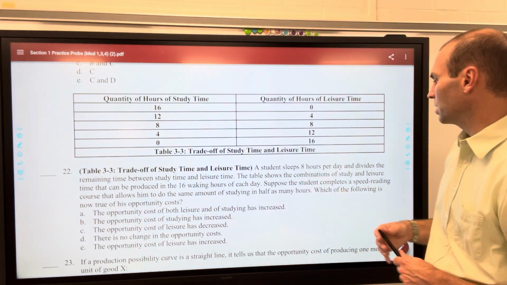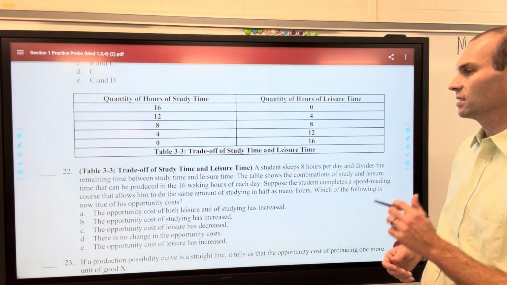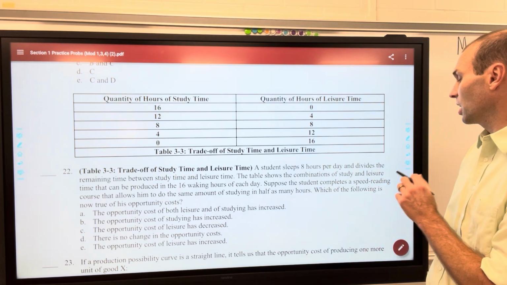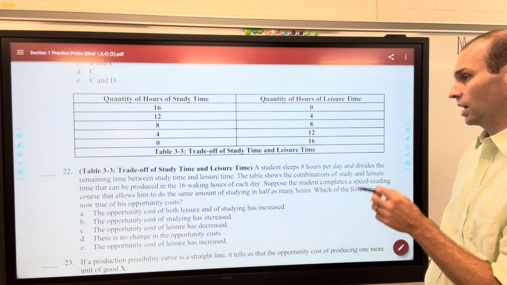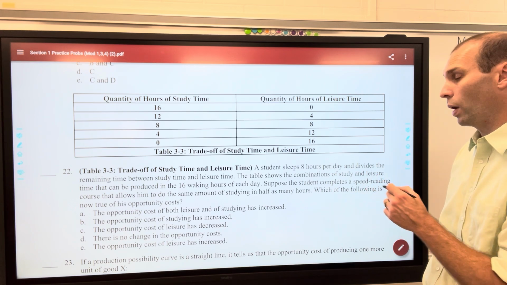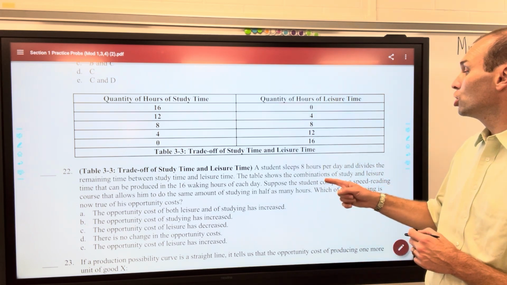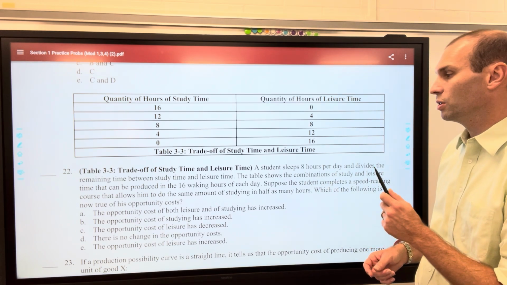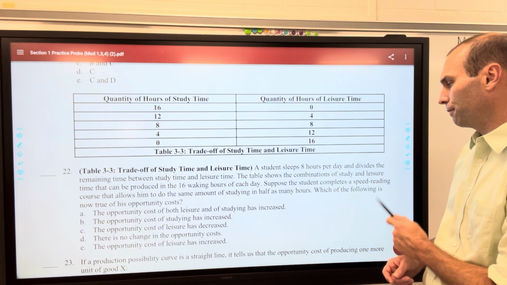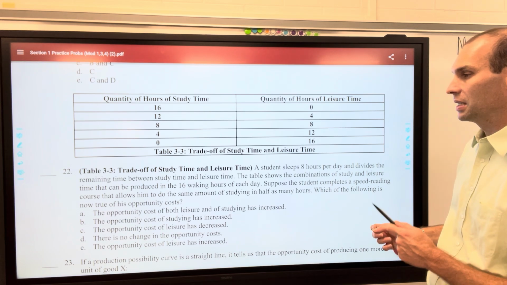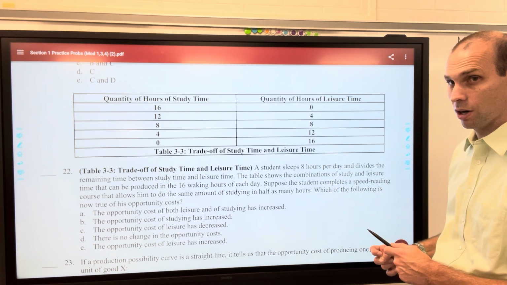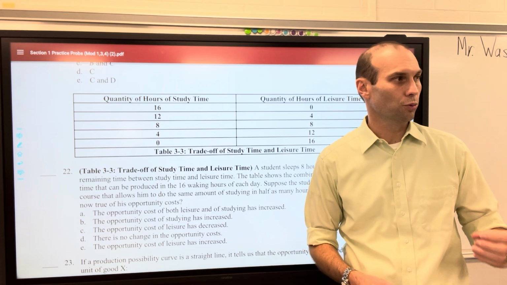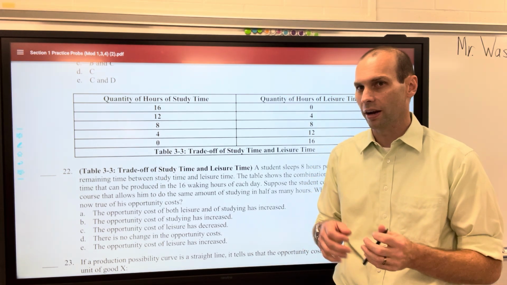A student sleeps 8 hours per day and divides the remaining time between study time and leisure time. The table shows the combinations of study and leisure time that can be produced in the 16 waking hours each day. Suppose a student completes a speed reading course that allows him to do the same amount of studying in half as many hours. Which of the following is now true of his opportunity cost? This is a tricky wording, and you really got to kind of see it or draw it out.